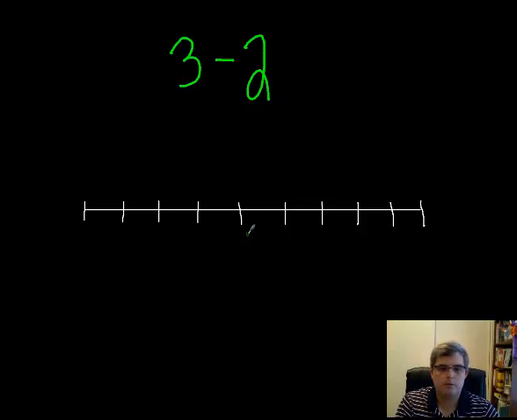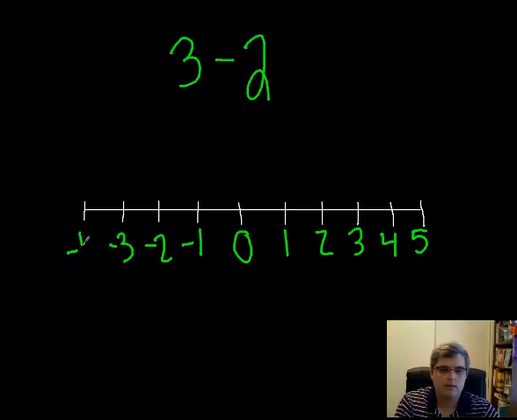We'll start by numbering our number lines. So I'm going to make this 0. So 1, 2, 3, 4, and 5. And then over here we have our negative numbers. When you get past 0 to the left, the numbers get smaller. So negative 1, negative 2, negative 3, and negative 4.